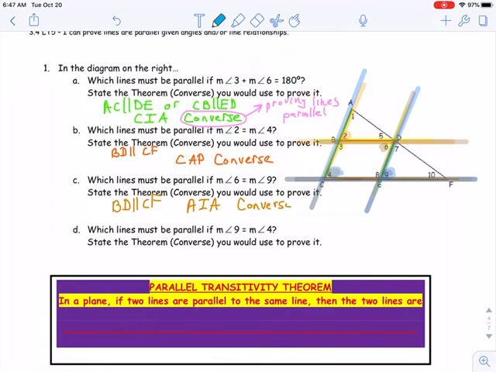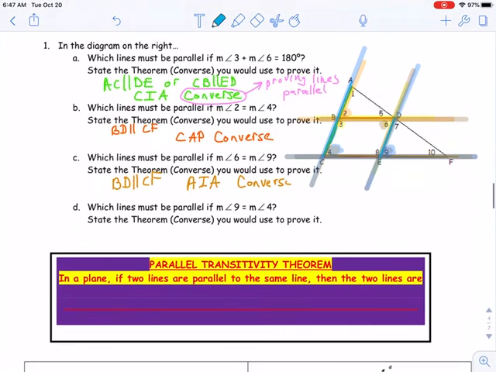All right. Which lines must be parallel? Well, DE must be parallel to AC. Why? What's the relationship 9 and 4? They're in the same relative position. They're both on the top right in their little cluster of angles. So it'd be CAP converse.